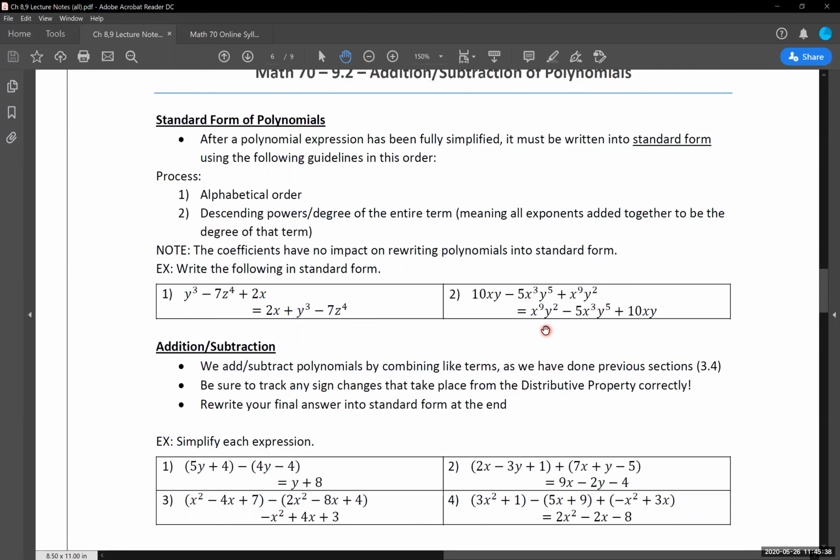Looking at our second example, we have 10xy minus 5x cubed y to the fifth plus 9x to the ninth y squared. So again, writing this into standard form. First and foremost, alphabetical order. Well, all of these have xy in them, so I can't really go off of alphabetical order, which is fine. This happens. So now I need to go by descending powers, well, the descending degree of the entire term.